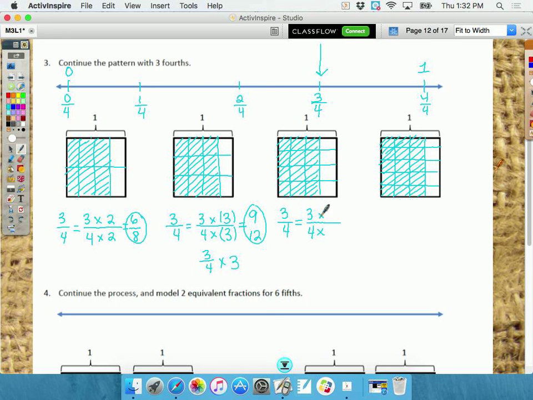3/4 times, Christian, 3/4 times what? How many rows? 4. So 3/4 times 4 would be what fraction, Christian? 12/16. Okay, and I'm going to have Griffin help me with the last one, since he's raising his hand over there. So 3/4 times what, Griffin? 5/5. Well, actually, just times 5, right? Equals 15/20. Good.